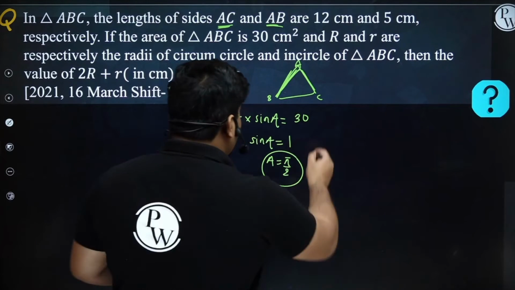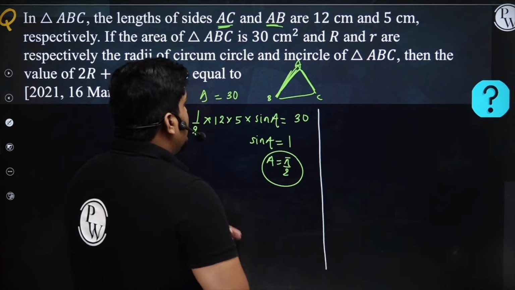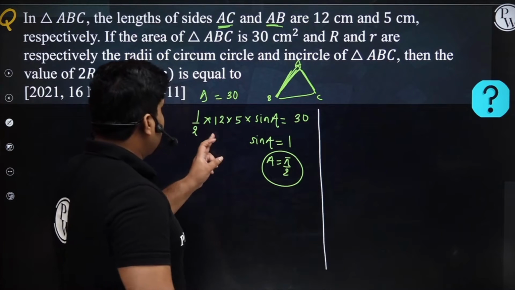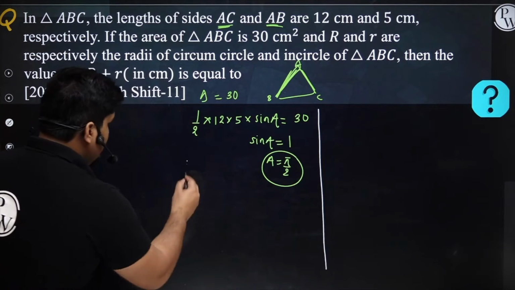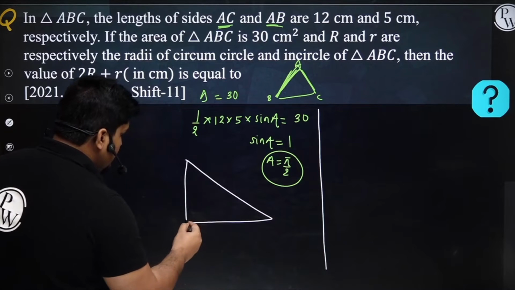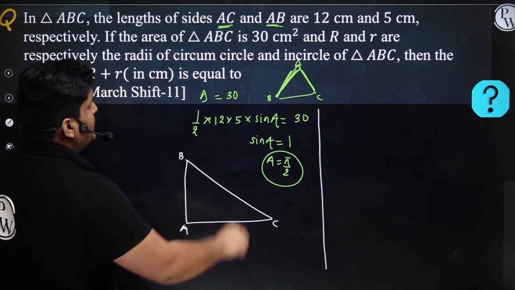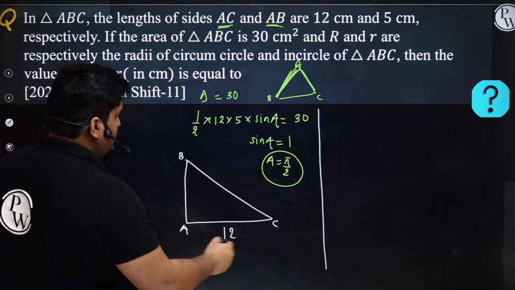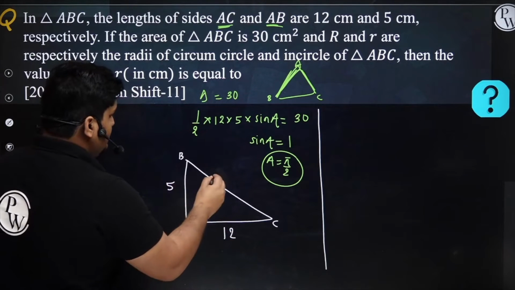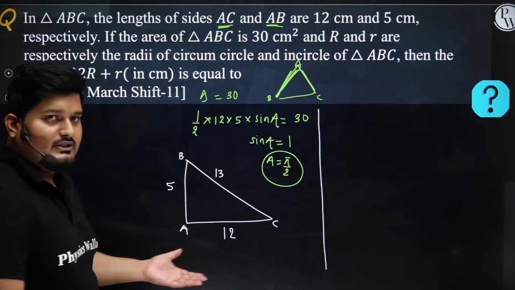So how to find out? To find out the circumradius, guys, we have two sides. Now we know that angle A is pi by 2, right? So this is angle A, B and C. AC is 12, AB is 5, so BC will be 13. Now we can find out everything, right?